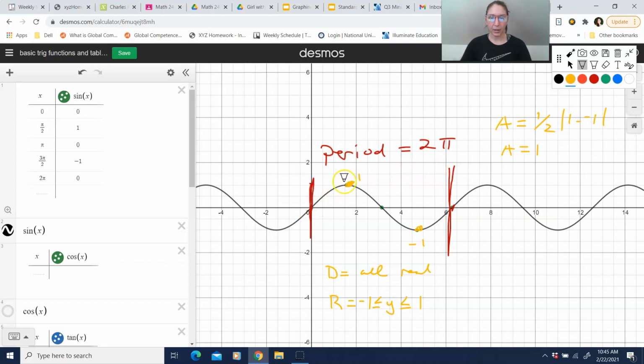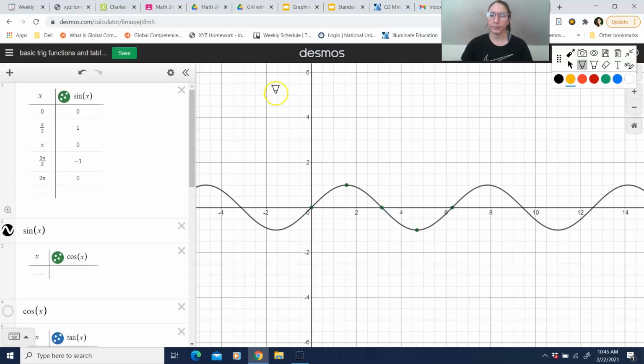And notice sine starts and ends at 0. That's the most important thing. For the periods to repeat, we start and end at 0. That's for sine. All right, let's go to cosine. So thank you, sine.